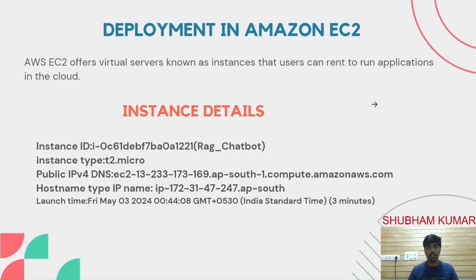We have deployed our model on an Amazon EC2 server. Amazon EC2 is the cornerstone of cloud computing, epitomizing innovation and efficiency in the digital realm. Its hallmark feature redefined the way businesses deploy applications, ensuring scalability, versatility, and unparalleled security. We can see the instance details here. The instance ID is of the RAG chatbot, and we are using instance type t2.micro. The public IPv4 DNS is this, 213 something, south-1.compute.amazon.